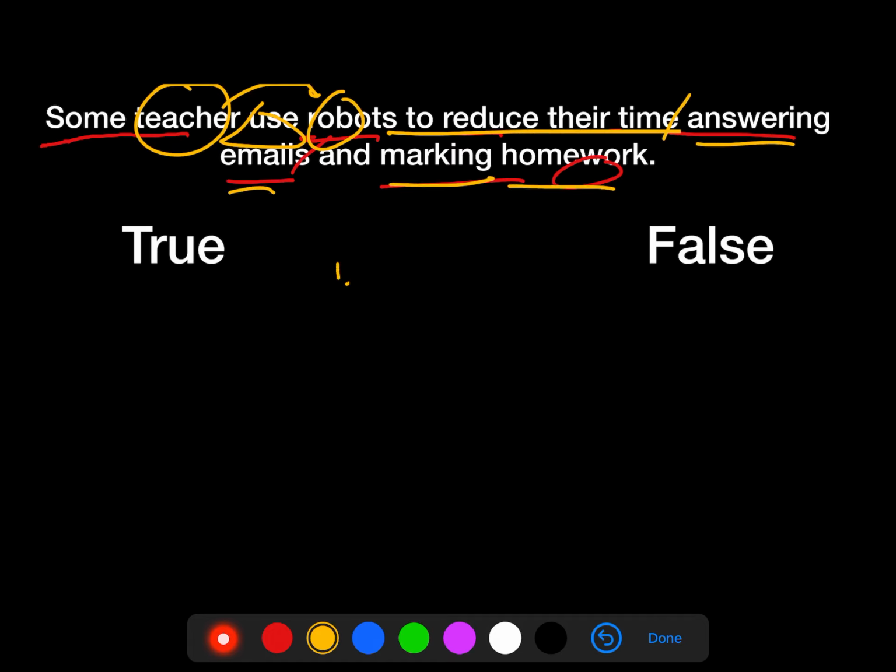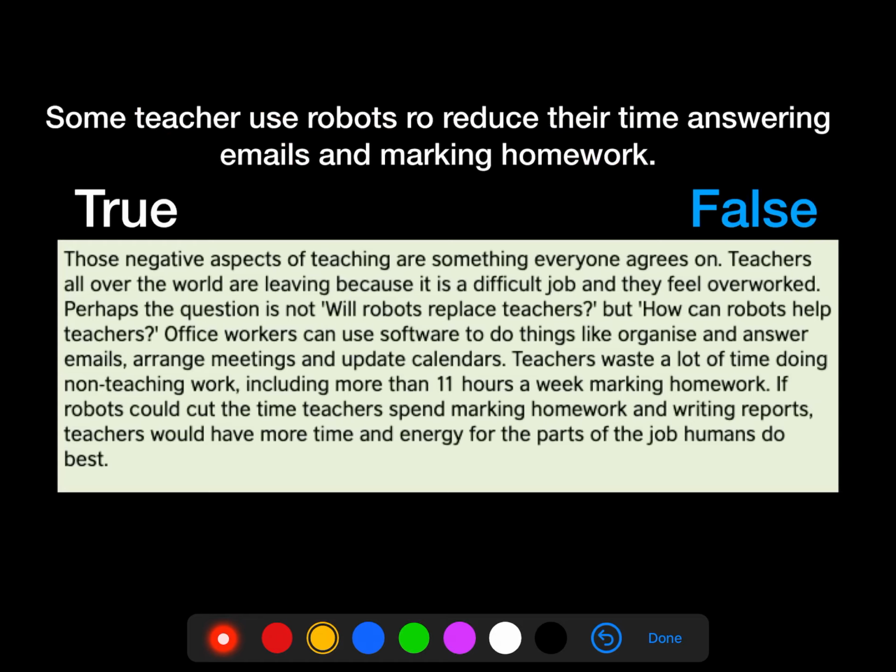So we have two things to check. Do robots check emails and marking? Okay, so let's have a look at the answer. The answer is false. Okay, why? Where do we find these answers?